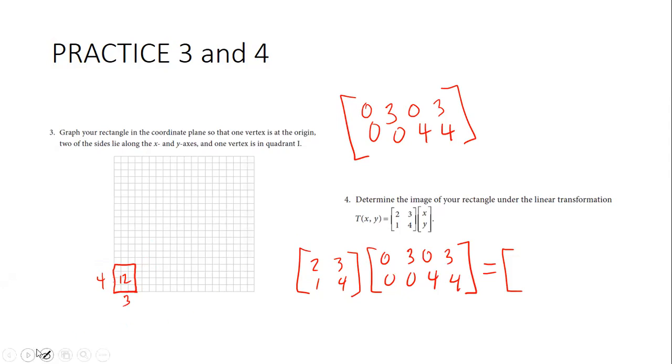Because, all right, we're ready? What do we get? 0, 0, 3, 6, 3, 12, 16, 12, 16, 18, and 18, 19. Okay, so this is what our new image would be.